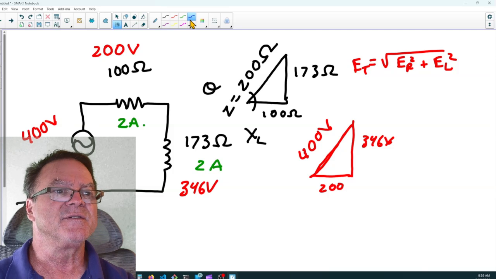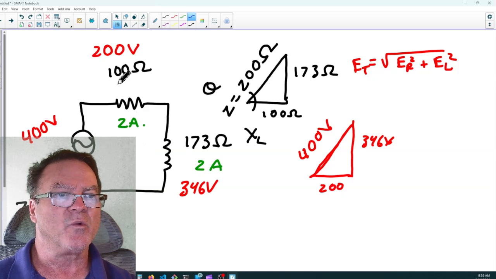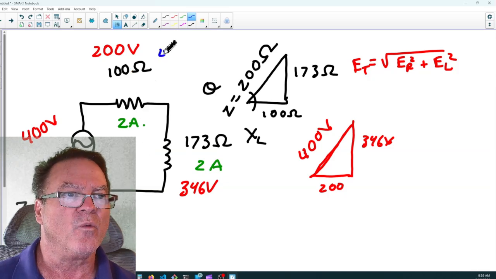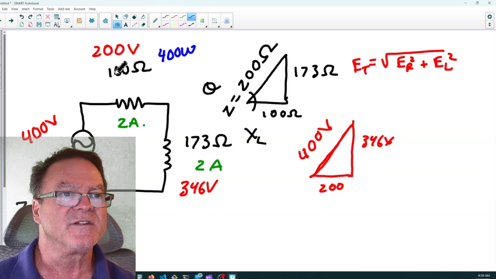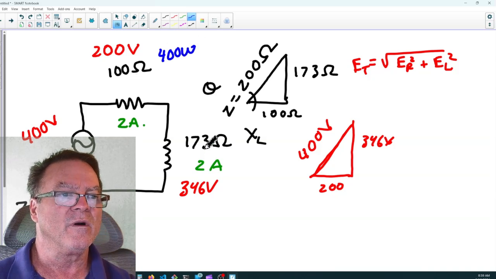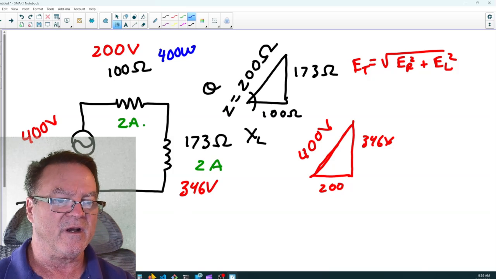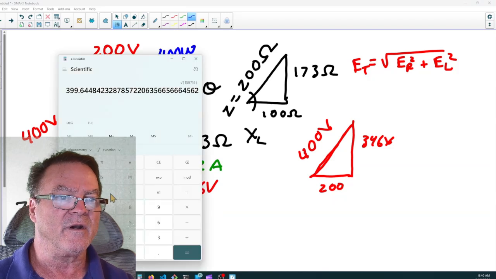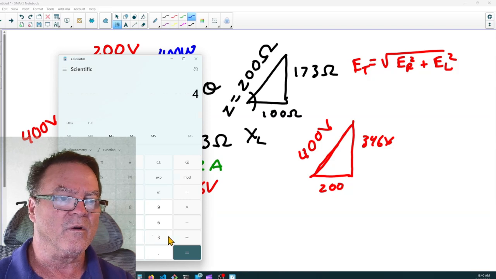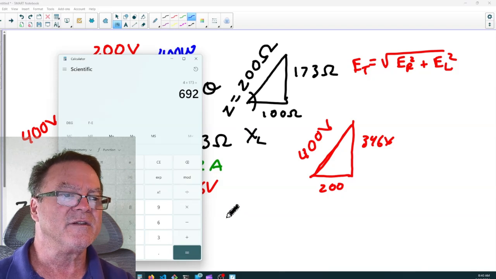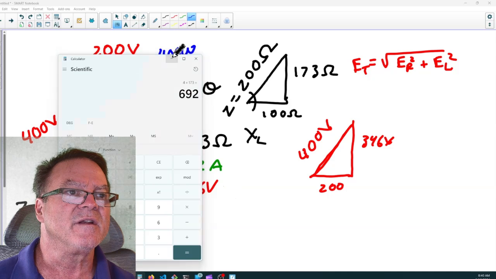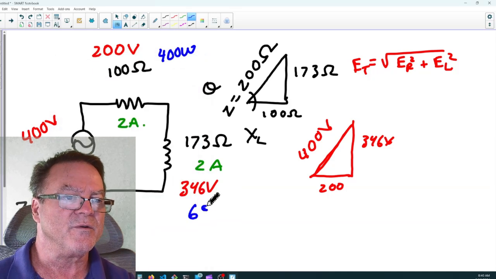Okay. And since this module that we're doing is on power, let's talk about power. We could do I squared R. 4 times 100 is 400 watts. And it's watts because it's through the resistor. And 4 times 173. All right, let me get my calculator again. 4 times 173: 692. Okay, so we have 692 volt amps reactive.